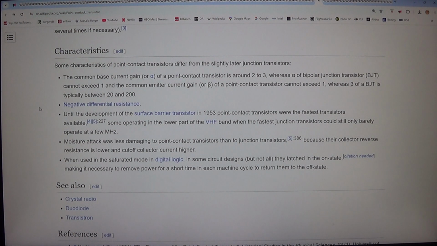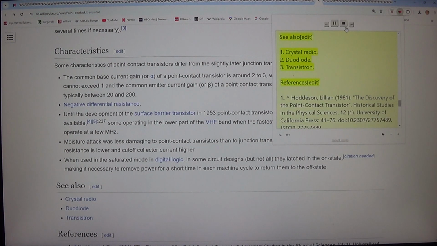5. When used in the saturated mode in digital logic, in some circuit designs, but not all, they latched in the on state, making it necessary to remove power for a short time in each machine cycle to return them to the off state. See also: 1. Crystal radio. 2. Duodiode. 3. Transistor. References.